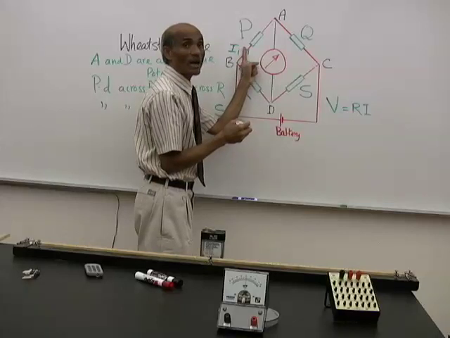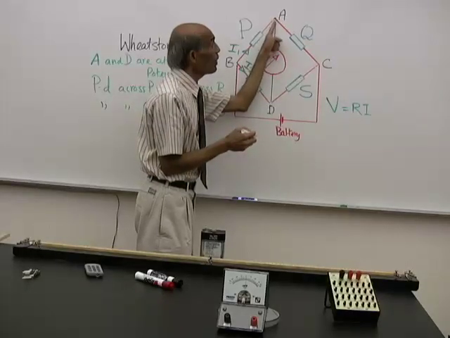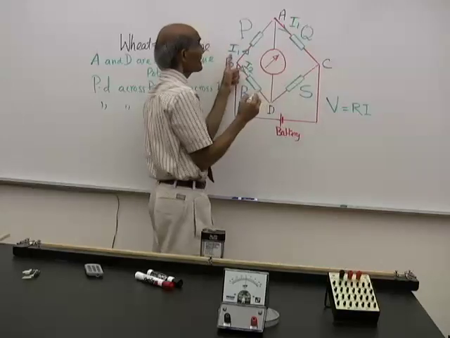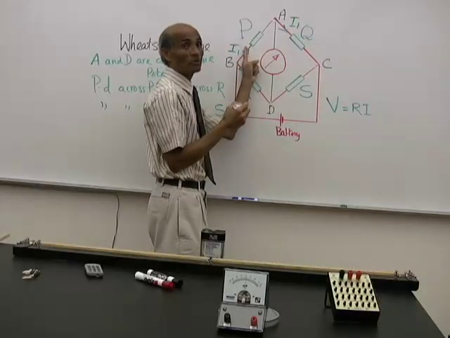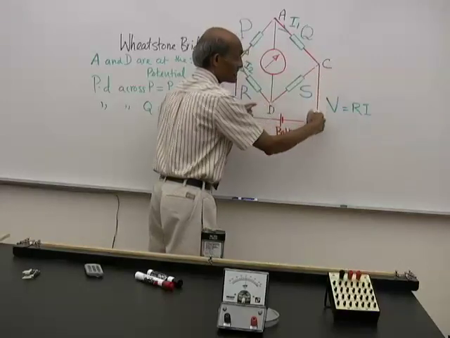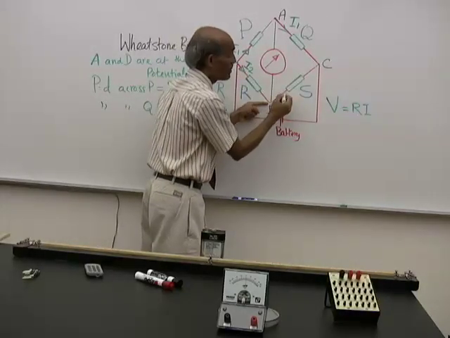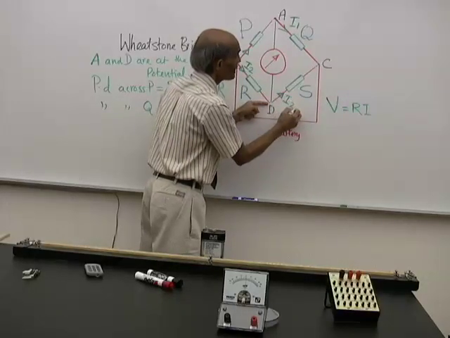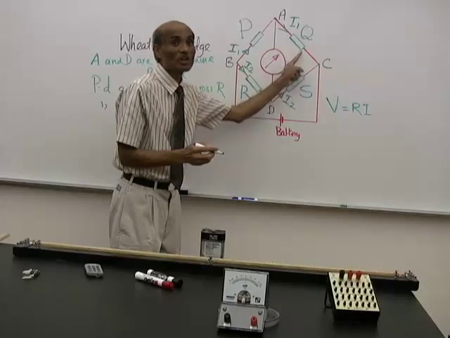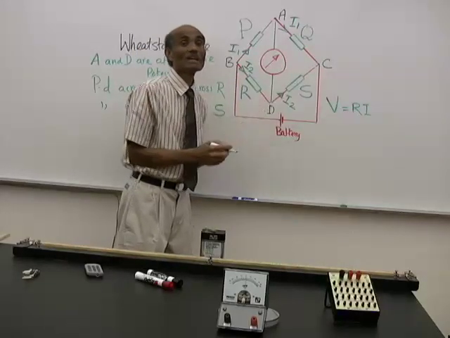And now, when the current I1 passing through P comes to A, since no current flows through the galvanometer, all that current will go through Q. So what is the current that flows through Q? It is the same I1 that goes through P. So all the current that goes through P must also flow in Q, coming to C and into the cell. In the same way, all the current that flows in R must also flow in S, because there is no current that can go this way. If I1 is the current in P, then I1 must be the current in Q. If I2 is the current in R, then the same current must be in S also.